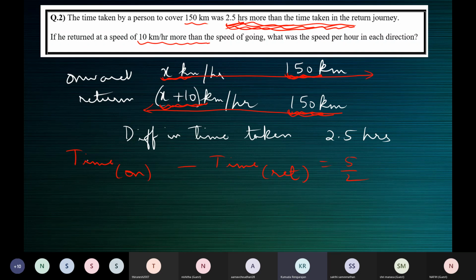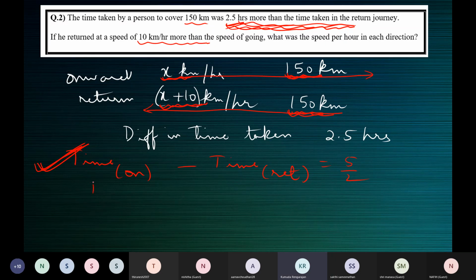And how do we find time? This is the equation. See if you can write this. You've understood everything. You can construct the equation easily and find the answer. This is what you'll have to write. This is very important. The difference in time taken is 5 by 2. Time for onward minus time for return is equal to 5 by 2.